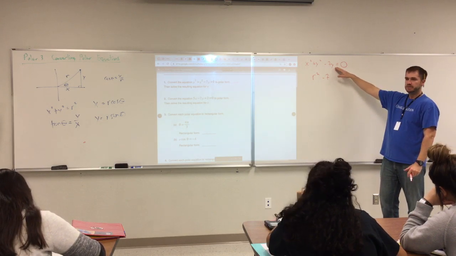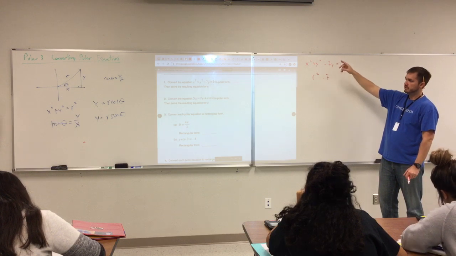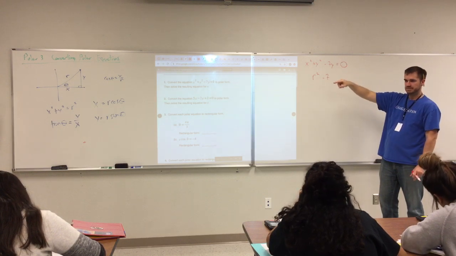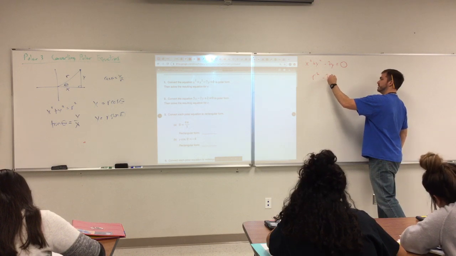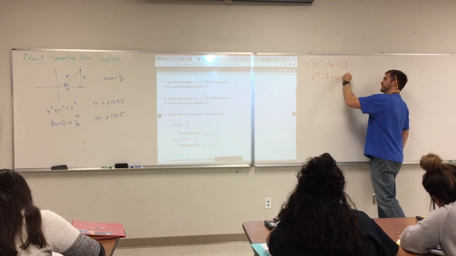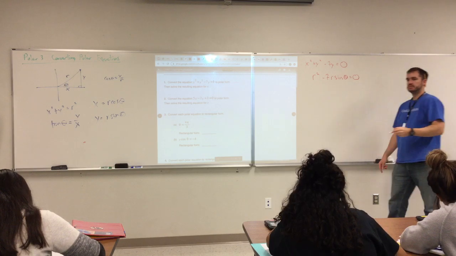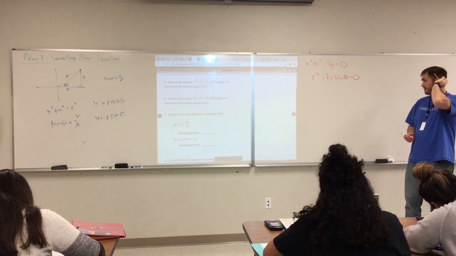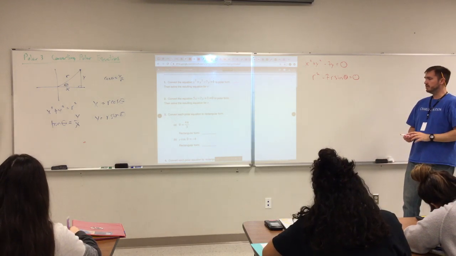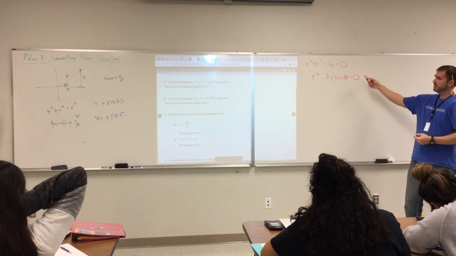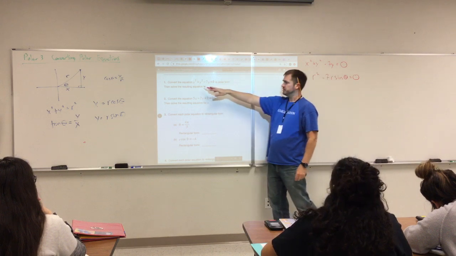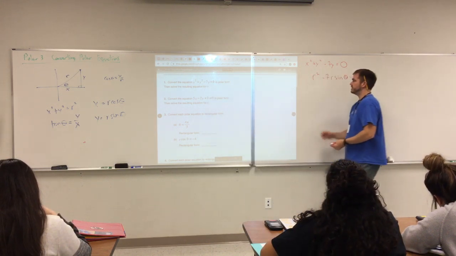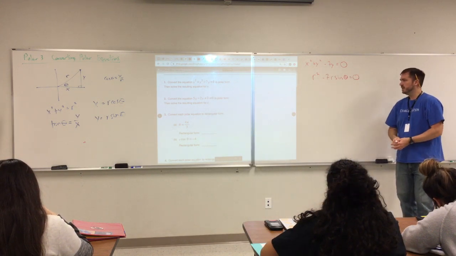Mariah, what is y equal? Yeah, r sine theta. So minus 7 r sine theta equals 0. So we're on the right track. However, they tell us that we need to solve the resulting equation for r. So we need to keep r all by itself.